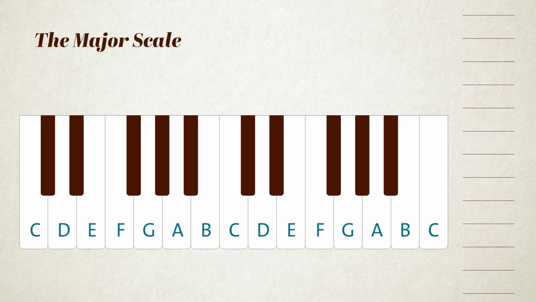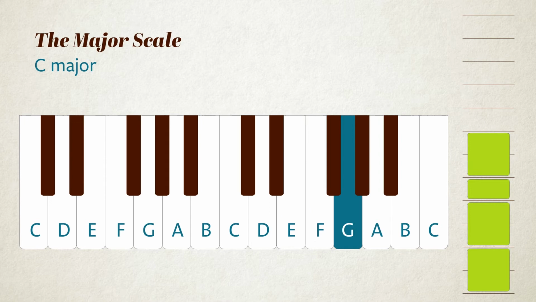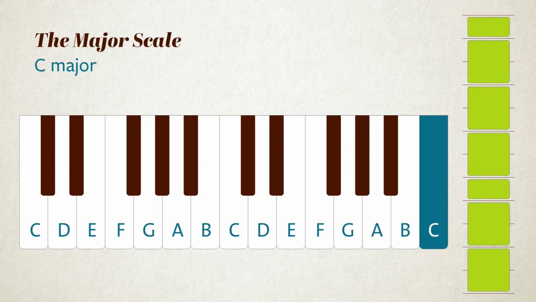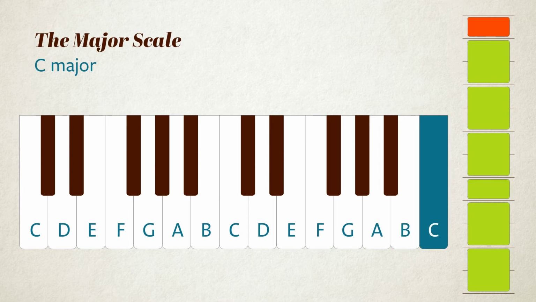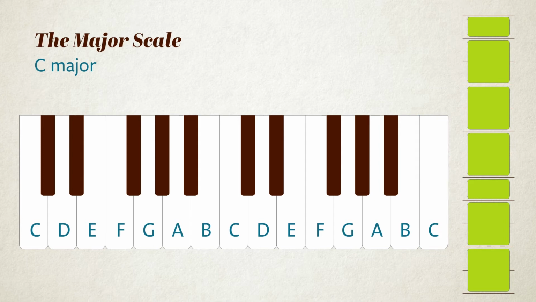OK, we're ready to start to look at a major scale now. Starting from C, play the white keys up to the next C, and you'll have a major scale. It's as simple as that. Remember that bit about white keys not all being the same distance apart from each other? Well, let's take another look. There's a semitone between E and F, and between B and C. All the others are separated by a tone, so in fact the steps are like this.